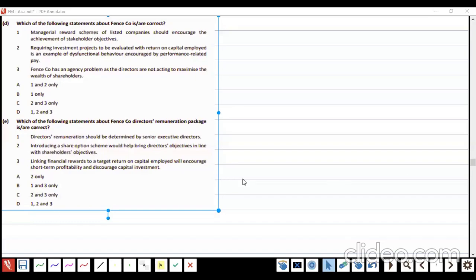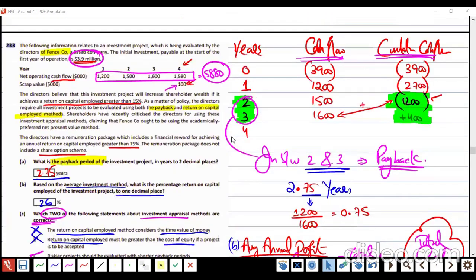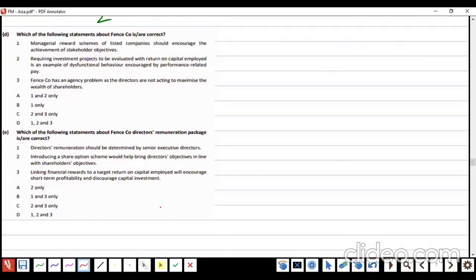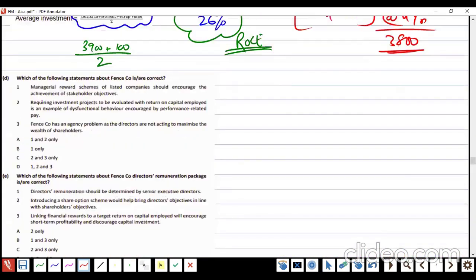Now the D one is, which of the following statements are correct? So let's see. The first one, management reward, relates to this: if ROCE is going to be achieved, the managers are going to get a bonus or some incentive. Manager reward scheme of a company should encourage the achievement of stakeholder objectives.